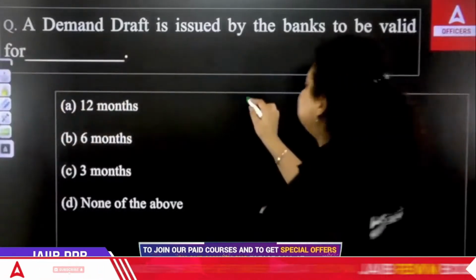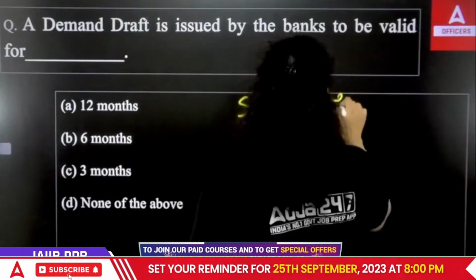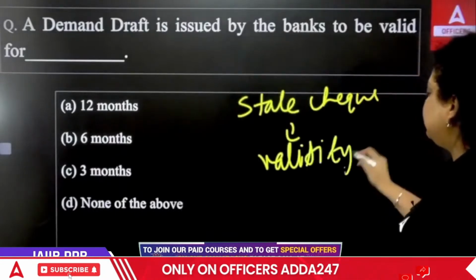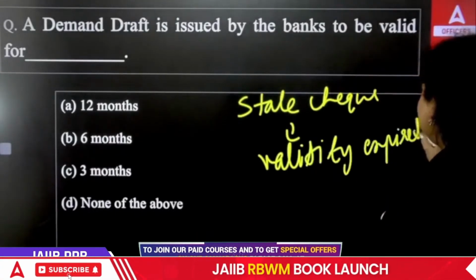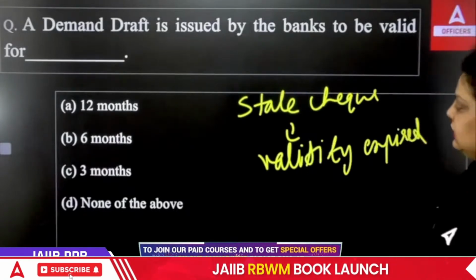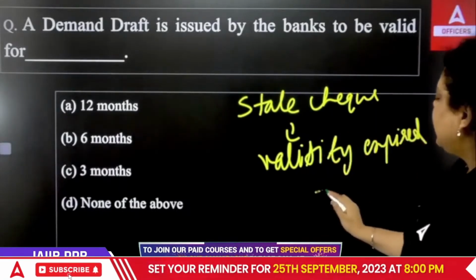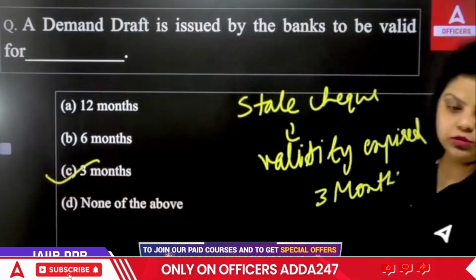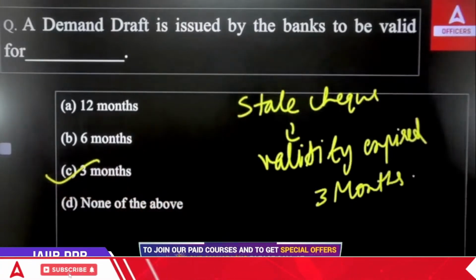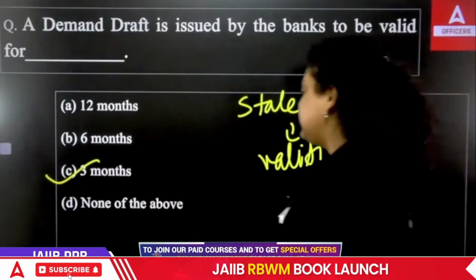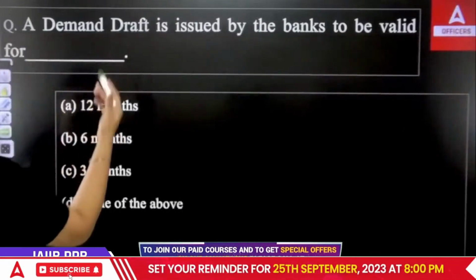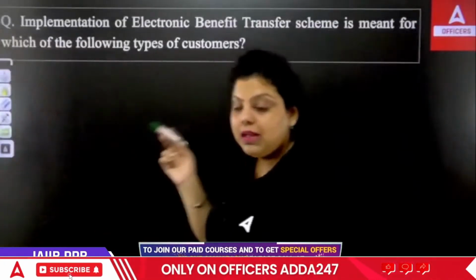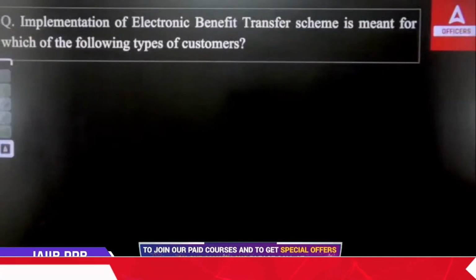If I talk about the stale cheque, what does a stale cheque mean? The cheque whose validity has expired. That cheque is known as your stale cheque. Clear? The cheque whose validity has expired is a stale cheque, and the validity of a cheque is 3 months, the same as for the DD. A demand draft also has the same validity, that is 3 months. So 3 months will be the right answer. It used to be 6 months earlier, but from the year 2013, RBI changed it from 6 to 3 months. Okay.